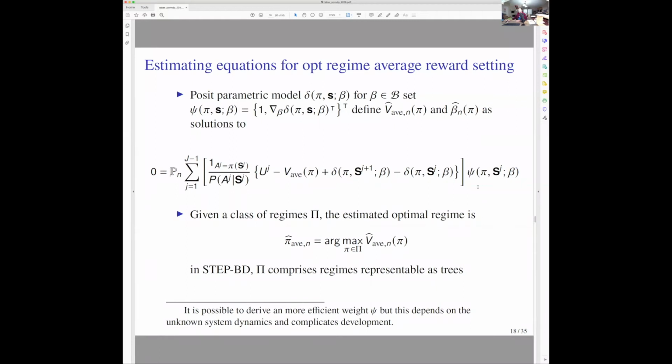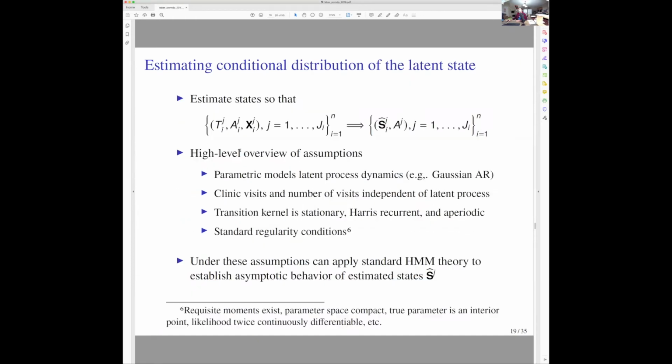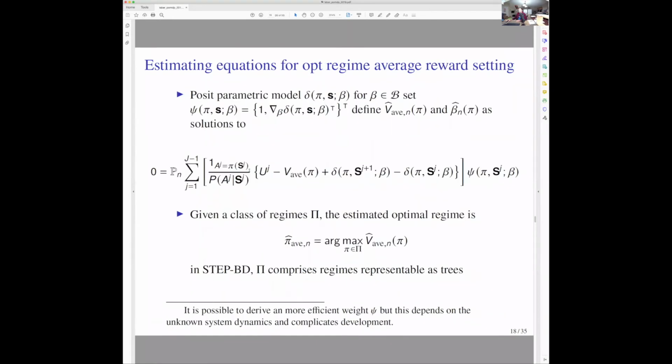Okay. One other thing I'll note is that it's possible to derive more efficient weighting functions here. But the optimal weights depend on the unknown system dynamics. And so I'm not going to talk much about that, although we have worked that out, that does exist. I'm not going to talk about the average reward case in the interest of time, but the derivation is similar.